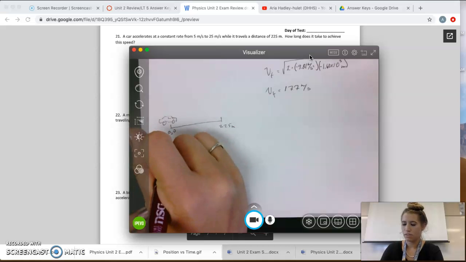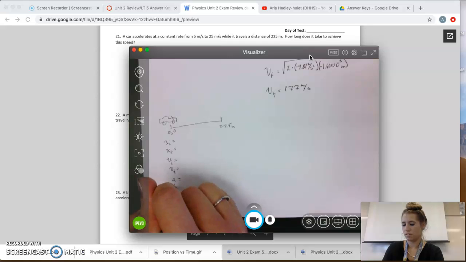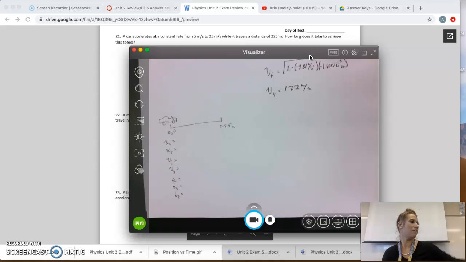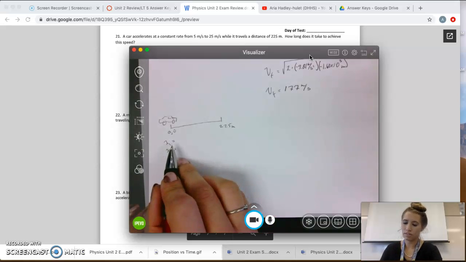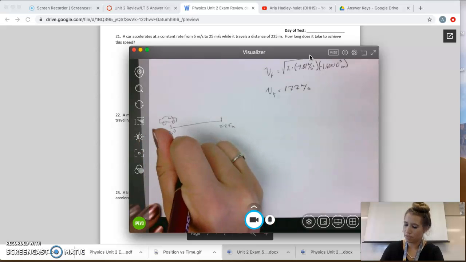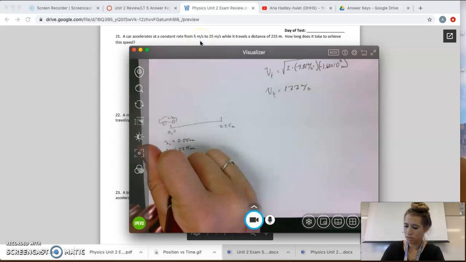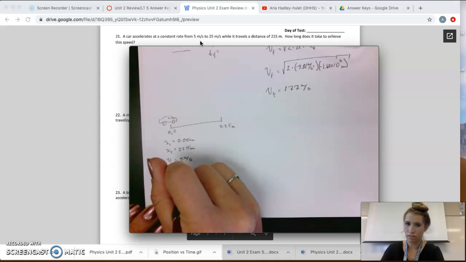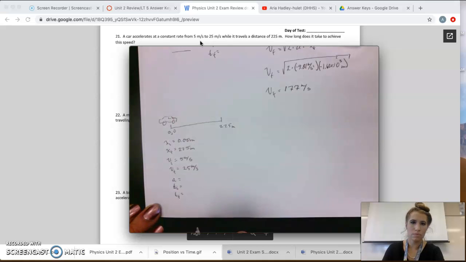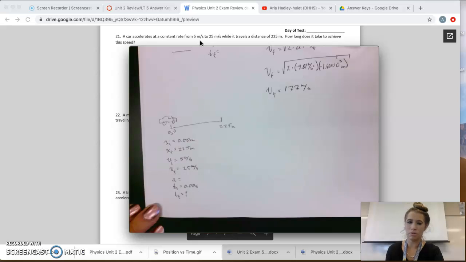Let's make that list. So we have x initial, x final, velocity initial, velocity final, acceleration, time initial, time final. So x initial is 0 because that's where we chose our origin to be. X final is going to be the 225 meters. Velocity initial, according to our question here, is 5 meters per second, and our final is 25 meters per second. It says it has a constant acceleration, but we don't know what that acceleration is. And then time initial is going to be 0. And then time final is what we're solving for.